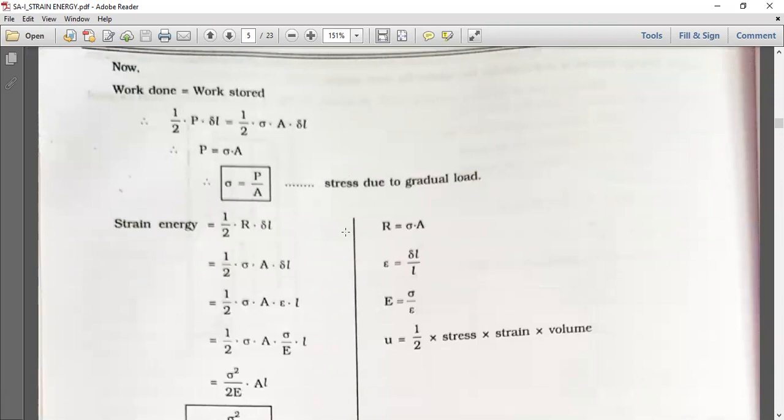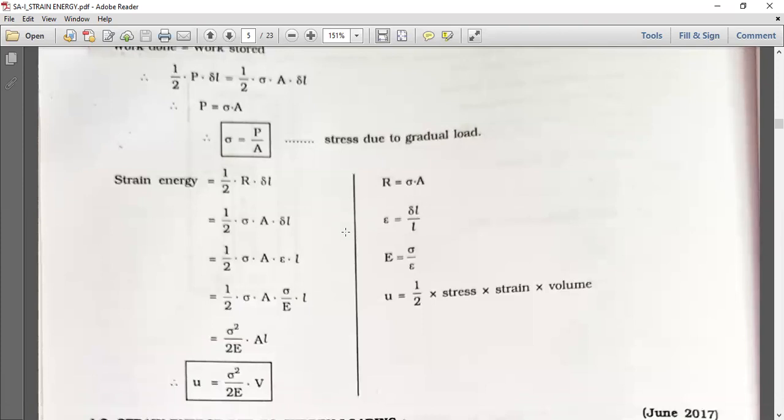Now work done is equal to work stored. That is, 1/2 P into delta L is equal to 1/2 sigma into A into delta L. Delta L cancels, and 1/2 cancels out. We have now only P equal to sigma into A. That is the equation of stress. Sigma is equal to load upon area, or P upon A.